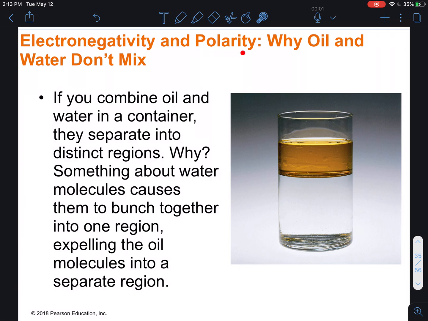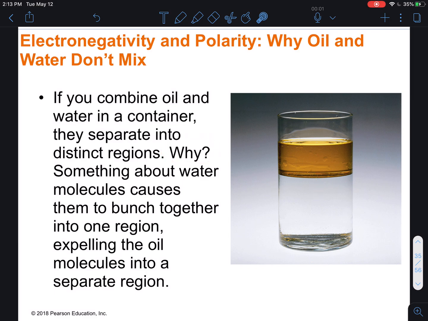And polarity, essentially electronegativity, which leads to polarity, is essentially why oil and water don't mix, okay? And that's a really important thing to know, that oil and water don't mix. The fact that you know that has so many consequences in your everyday life, all right? And we'll talk about some in a little bit. So if you combine oil and water in a container, they separate completely into distinct regions. Like there is no mixing whatsoever.